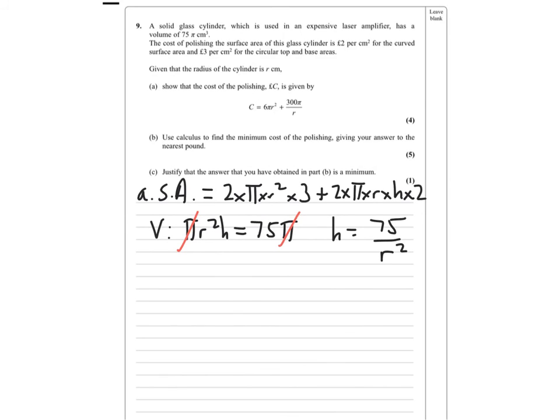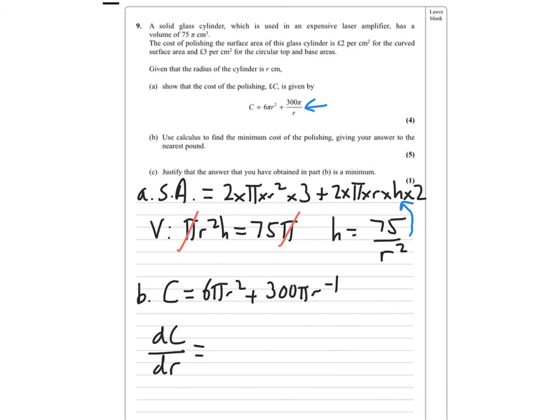If I put that in, I should end up with what they give me here eventually. So that's what you've got to do, substituting. Now for part B, it says use calculus to find the minimum cost of polishing. Now we know that C equals 6 pi r squared plus 300 pi r to the minus 1. What you're finding is dC dr. So you differentiate with respect to r, and I'll tell you now that we get this sort of thing.